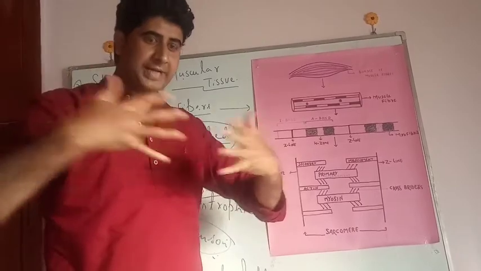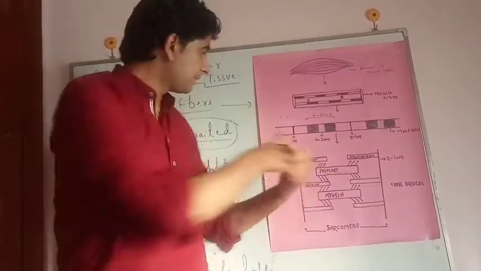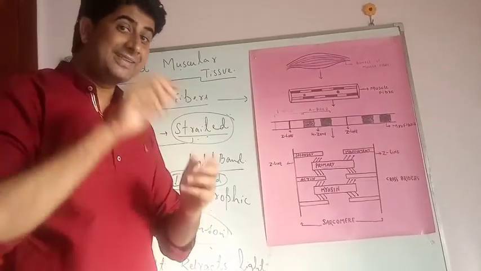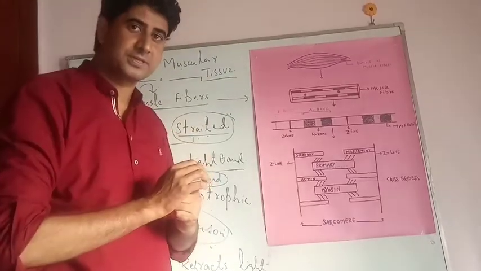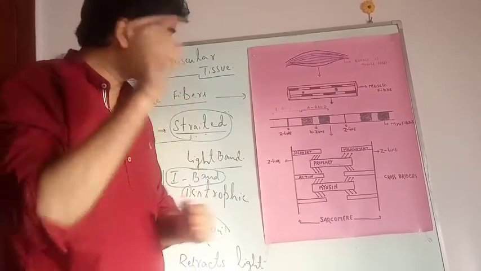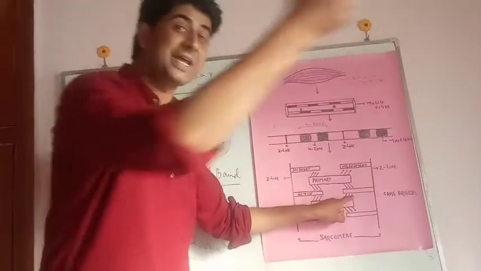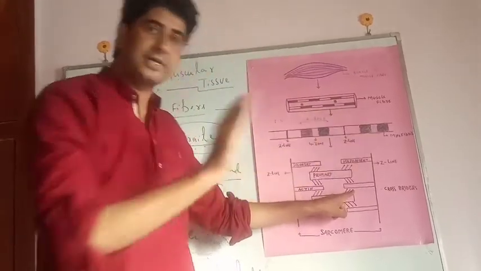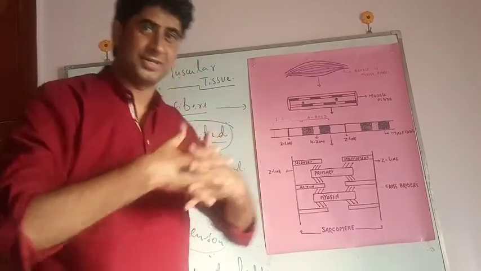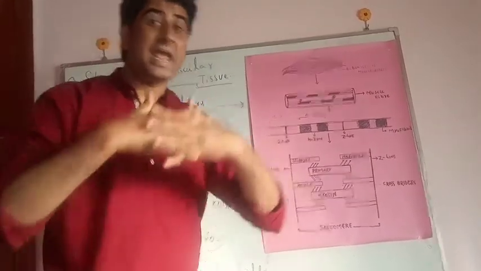Means during contraction, the secondary filaments slide over the myosin filaments, and this contraction is an active process, for which energy is required. That energy is produced by the heads of the cross bridges, which possess the ATPase. That ATPase breaks down ATP to generate the energy, and that energy is utilized in the contraction, in the shortening of the muscle. So that means contraction is an active process.